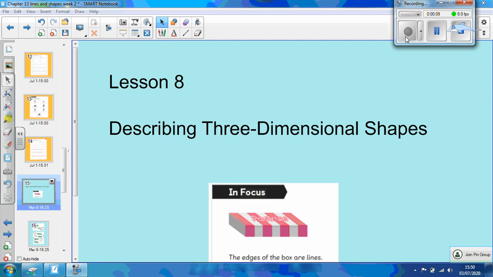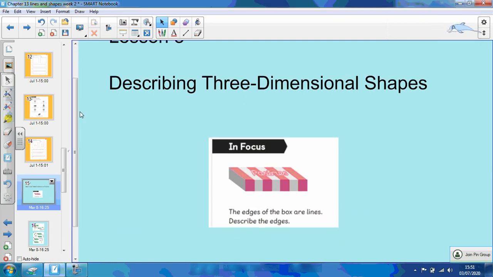Brilliant, me too. Now, today we're going to be continuing describing 3D shapes. But this time we'll be looking pretty much exclusively at edges to help us do this. So, to start off, let's have a look at our in focus for today.